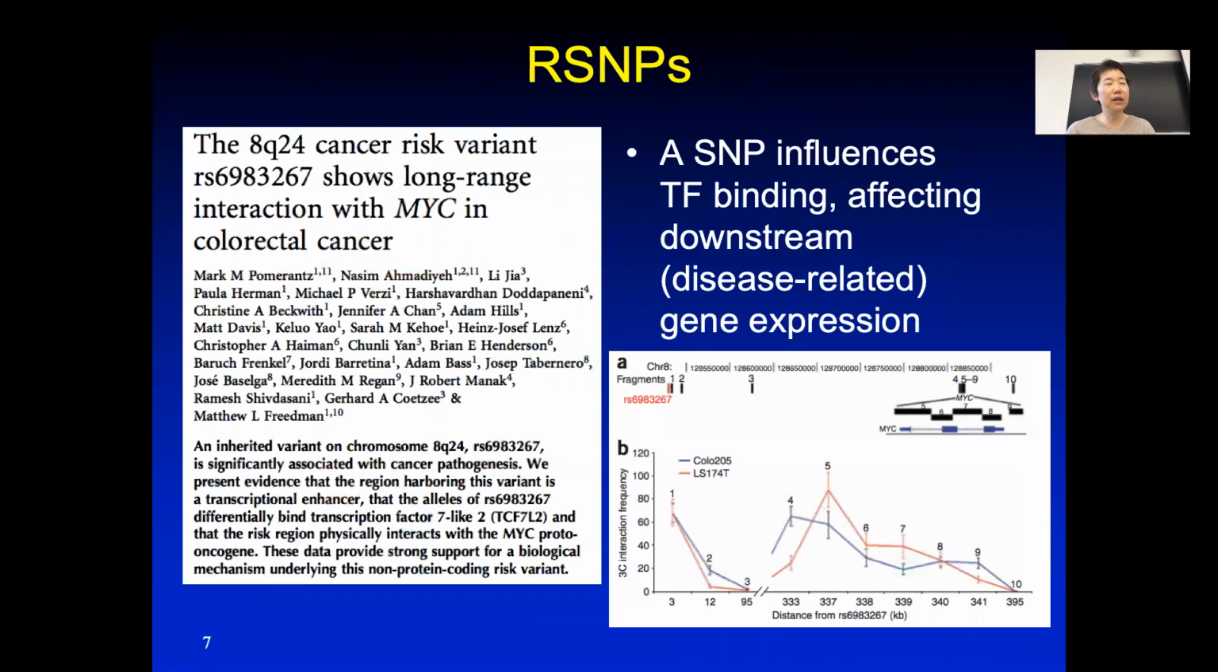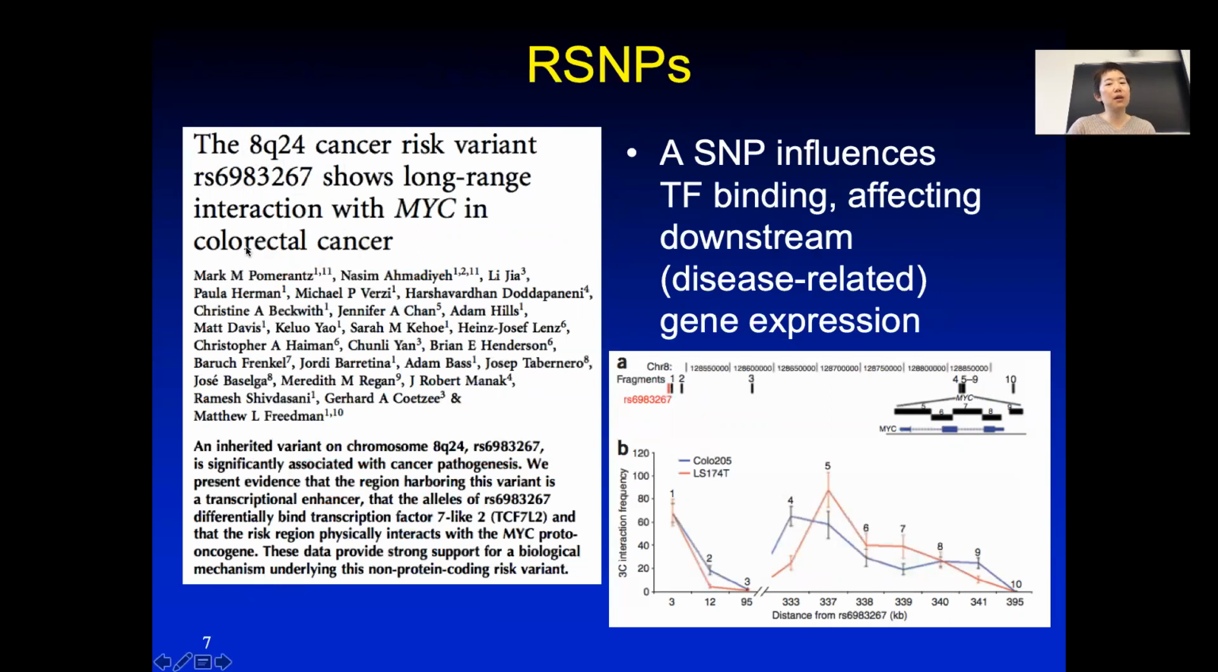So this is related to one of Sam's questions. There is one GWAS SNP, rs9832667. It's on chromosome 8, q arm 24. And this region is interesting.